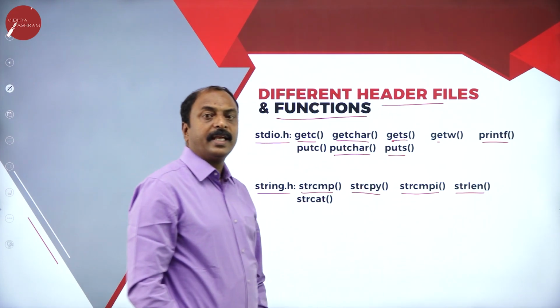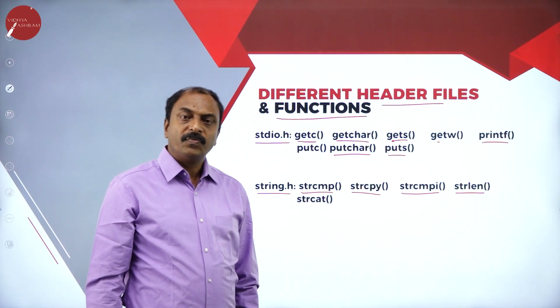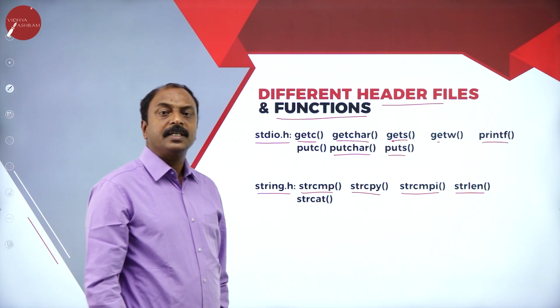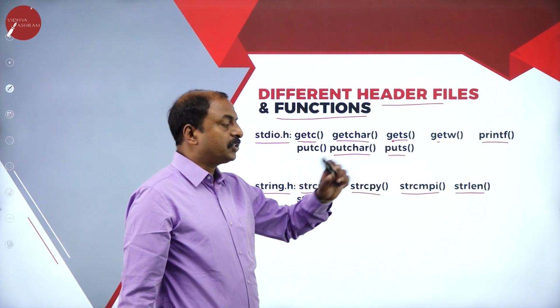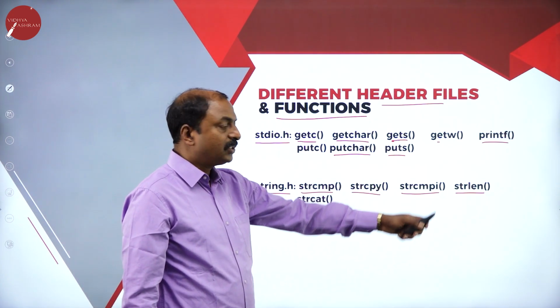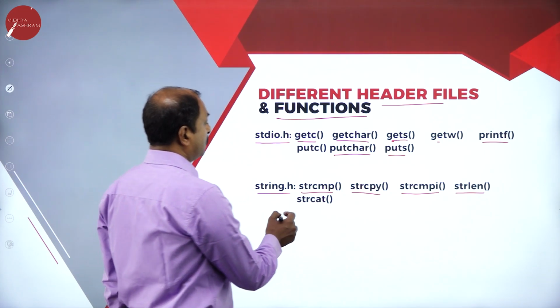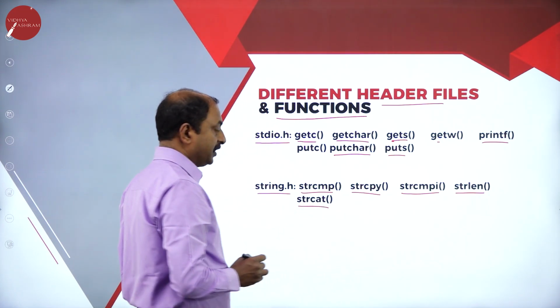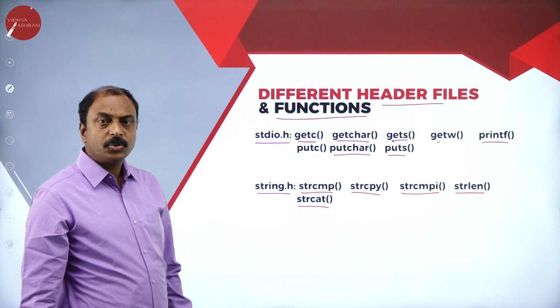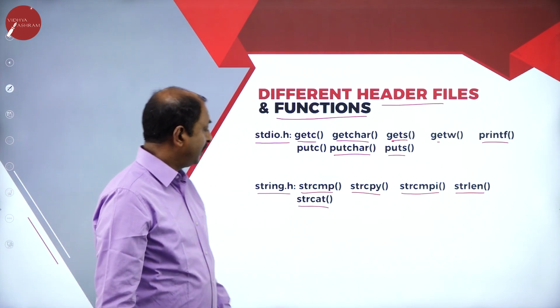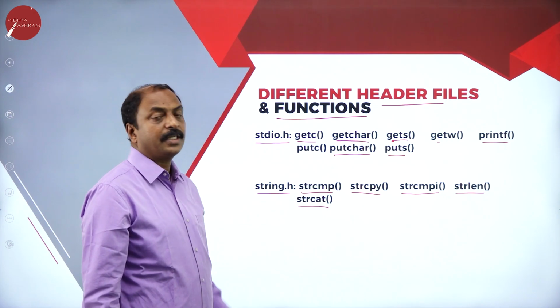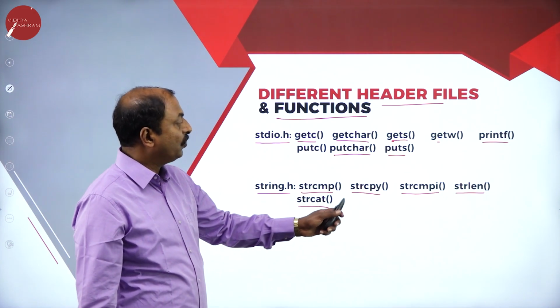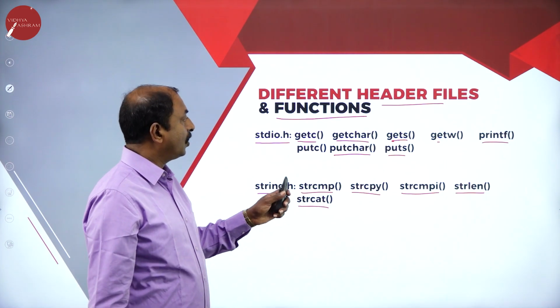To know the length of the string, meaning the number of characters in the given string, that is the string length function, strlen. Similarly, strcat is for concatenation, meaning to add one more string to the existing string, that is string concatenation. These are a few functions under string.h.